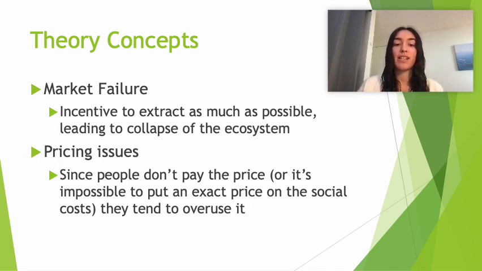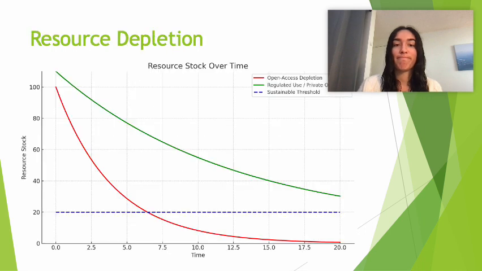Another issue is the lack of pricing signals. Since people don't pay the true social cost of using the resource, they tend to overuse it. Their individual marginal cost is lower than the social marginal cost, creating a negative externality, a cost pushed onto others or future users that is not reflected in today's decision.